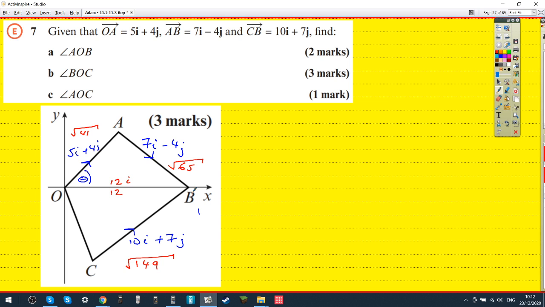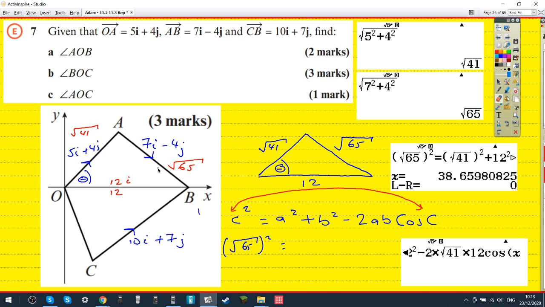We can't use the cosine rule, can we? Why not? We don't have the left side. So get the left side. But you can't use Pythagoras. In the previous one, how did we get the OB? We just put the two together and added them.